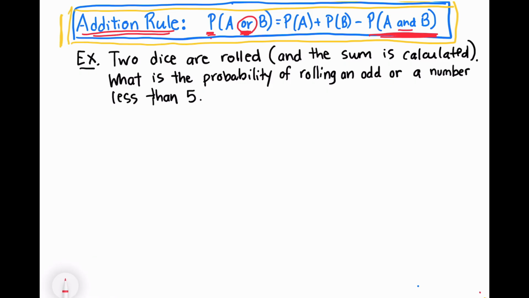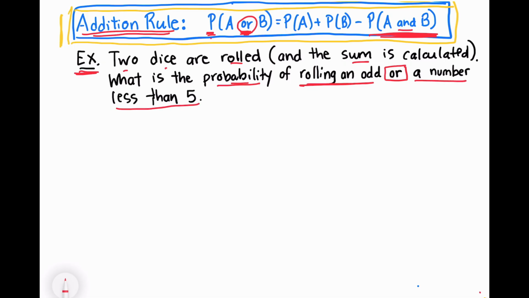So let's look at an example here. Two dice are rolled and the sum is calculated. So what is the probability of rolling an odd or a number less than 5? So here's the key here. I see the or statement. So what is the probability of rolling an odd or a number less than 5?